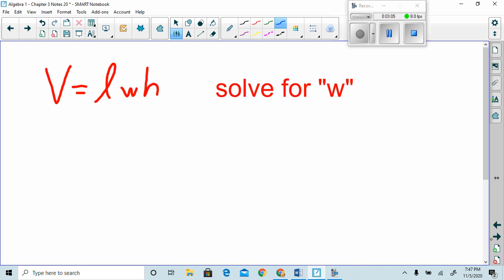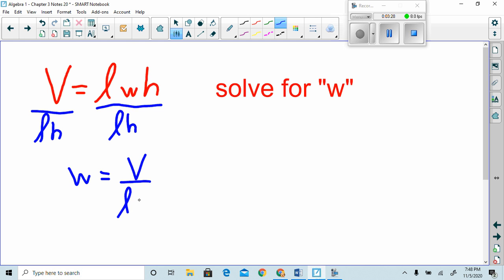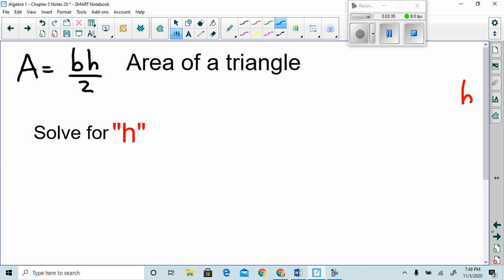Volume, length times width times height. So I'm listening to what operations are being performed in order to accomplish finding the volume, but I want to find the width, so I'm going to undo the multiplication by division. I'll divide both sides by the length and the height, and I'll get the width is equal to volume divided by length times height. I hope you're starting to see how this all works.